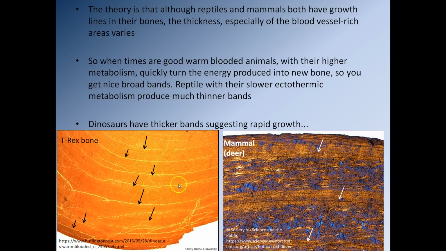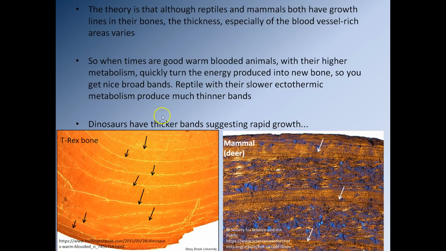So when we look at dinosaur growth zones, this is actually a Tyrannosaurus rex here, we can see the bands are nice and big and thick. Just like in this piece of deer bone here, we can see this piece of deer bone has these nice, big, thick bands in it. So that would suggest that dinosaurs might have been warm-blooded.